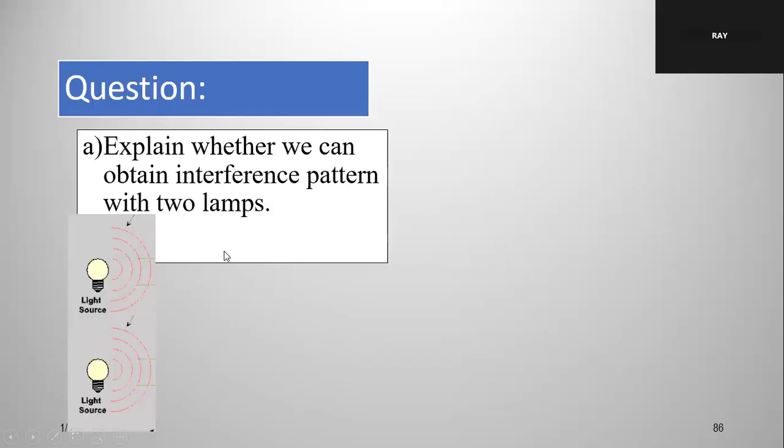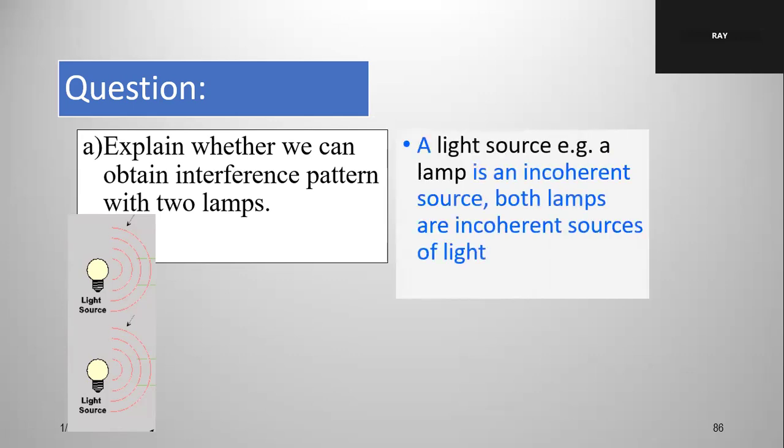Explain whether we can obtain an interference pattern using two lamps. Can or not? No, you can't. A lamp is an incoherent source of light. Both lamps are incoherent sources. Besides, a lamp is not monochromatic.